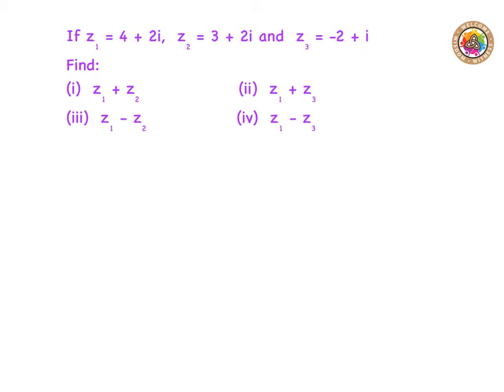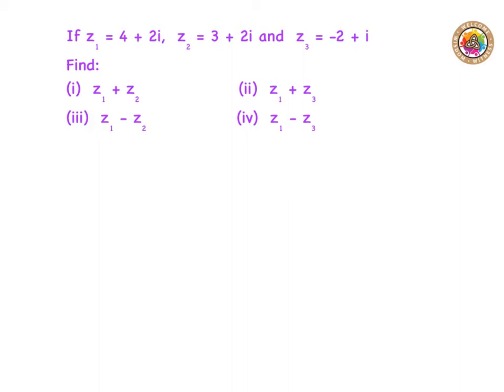We're told z1 is equal to 4 plus 2i, z2 equal to 3 plus 2i, and z3 is equal to minus 2 plus i. And so we're asked to find z1 plus z2, or z1 plus z3, or z1 take away z2, z1 take away z3.